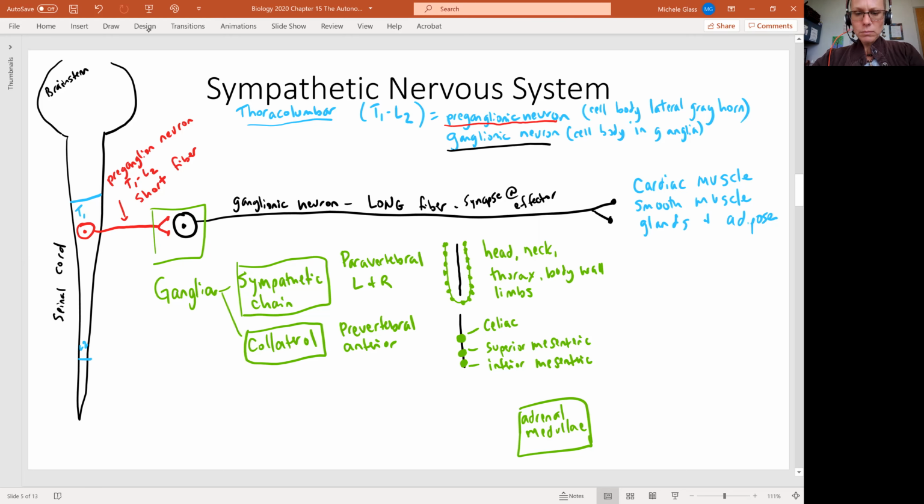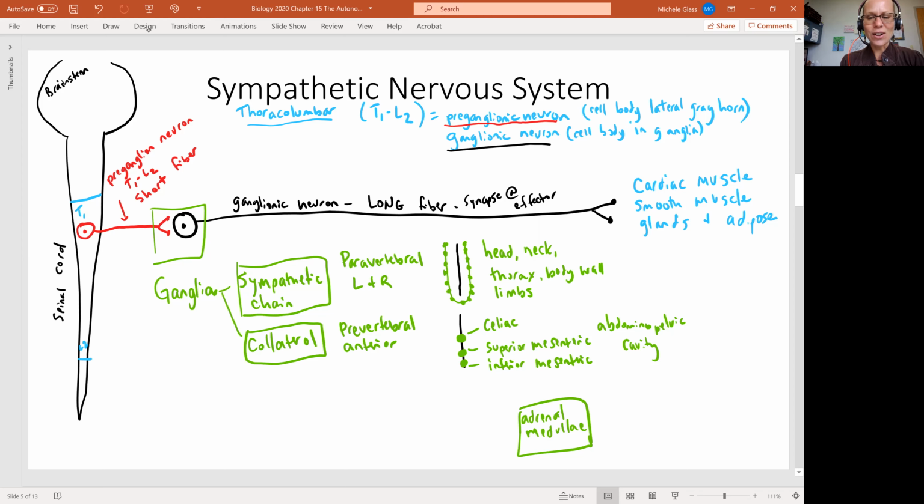And so in the case of the collateral, we're doing the effectors that are in the abdominopelvic cavity. This is specifically the viscera, the organs. So here we're talking about the digestive organs, the urinary organs, reproductive organs, and so forth, right? So very much like our guts, right? Okay. And then remember, I have this third ganglia that's kind of to the side.